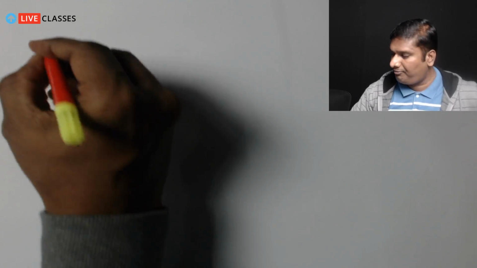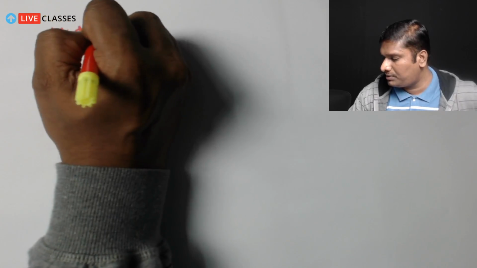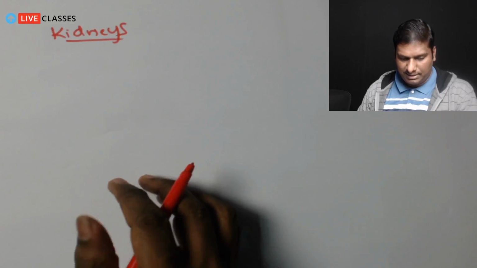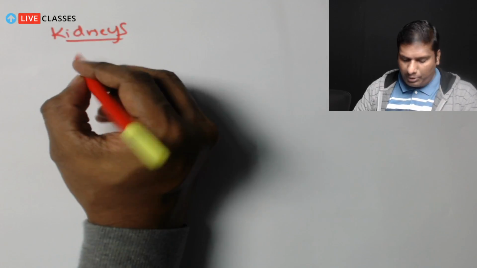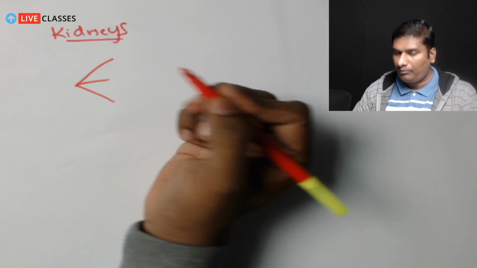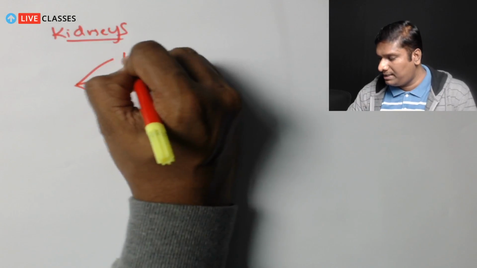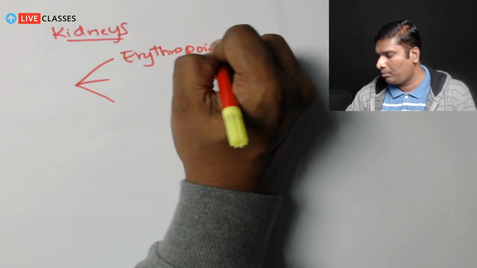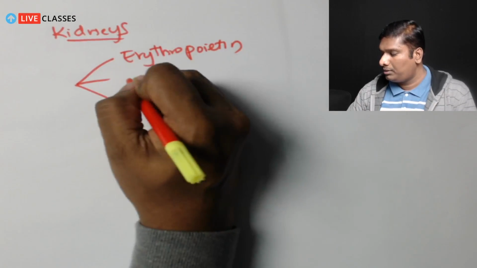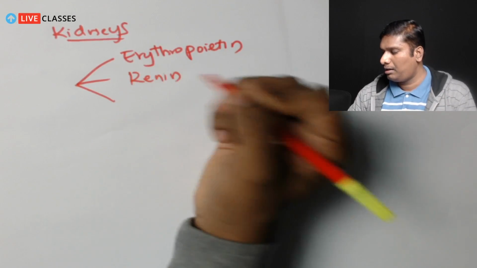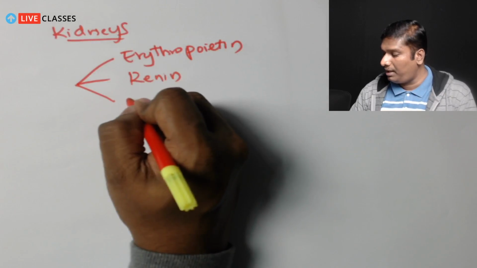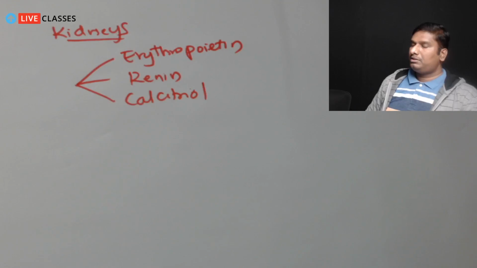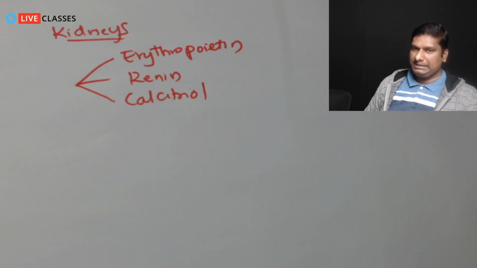Then you have your hormones which are produced by the kidneys. What are the hormones produced by the kidneys? The kidneys actually produce 3 hormones. One is erythropoietin, then you have renin, and then finally you have your calcitriol. These are the 3 hormones produced by your kidneys.